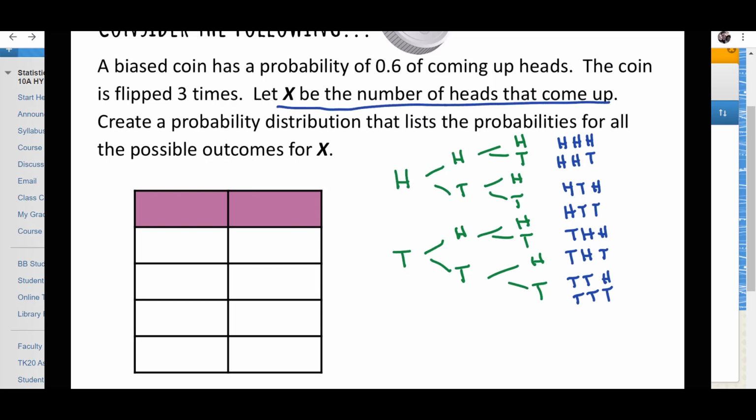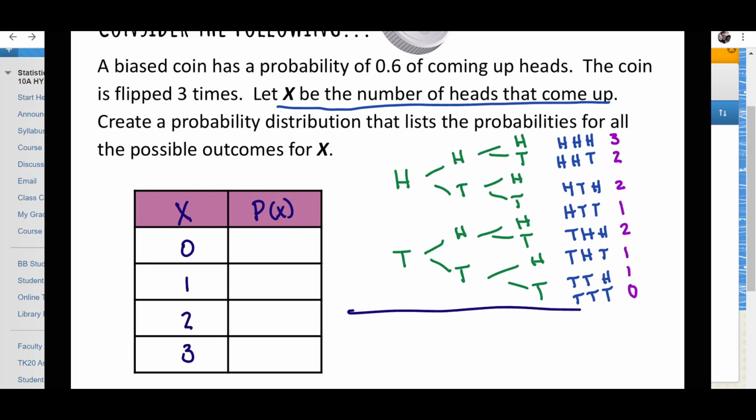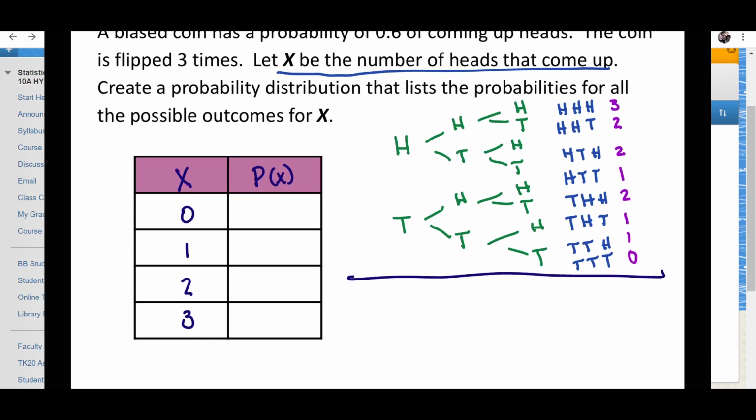So we need to count how many heads are in each scenario. So this is 3 heads, 2, 2, 1, 2, 1, 1, 0. So here are our possibilities, our X's. You can have 0 heads, 1, 2, or 3 heads. Now the probabilities, you might think, oh, these are pretty easy to come up with, but let's look at how to find the probabilities here.